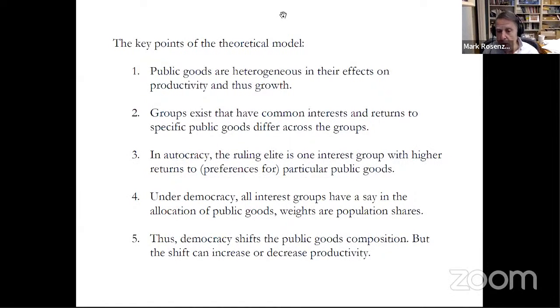But under democracy, all interest groups have a say in the allocation of public goods, where the important weights are population shares. I mean, it's sort of the definition of what democracy does if it really exists, okay? So democracy or democratization is going to shift the public goods composition because more weight is going to be given, compared to the aristocratic regime, to these other interest groups. But that shift may or may not increase productivity. It's going to depend on what that shift is in terms of the composition of public goods.